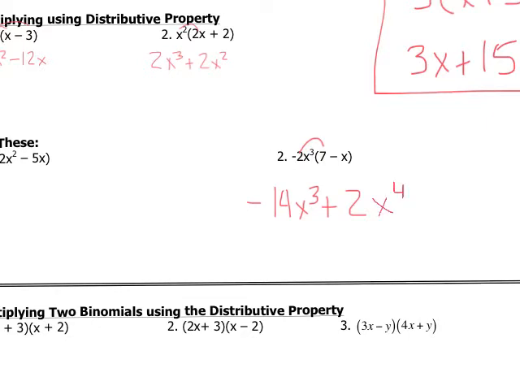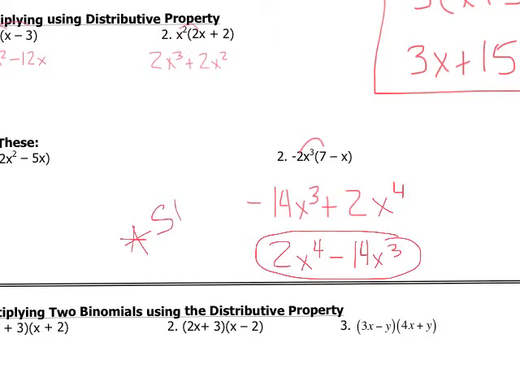Is this problem done? No. Why is it not done? Because every answer from this point forward needs to be in standard form, highest exponent first. So 2x to the fourth minus 14x to the third. Every single answer you have from this point forward must be in standard form. So you might put yourself a little note here: standard form. So standard form is important now. Okay?